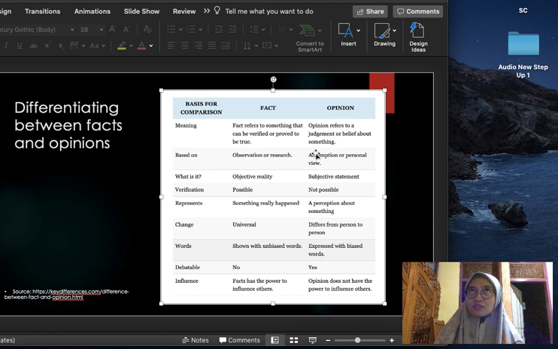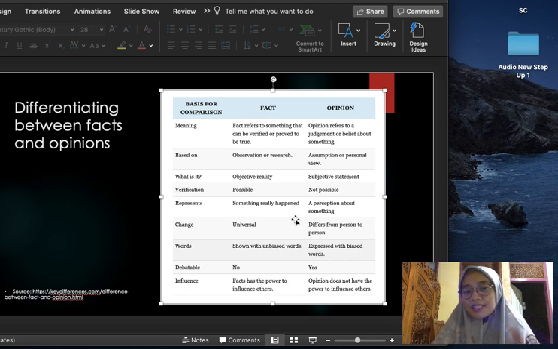So if there's no data, it should be okay. If there's data, it will make the opinion stronger. But it doesn't necessarily mean it's true. Remember. Fact is objective reality, while the other one is subjective. Ya, verificationnya fact is totally possible to be verified. Kenapa? Karena dia ada research atau observationnya, sedangkan it's not possible for opinion.